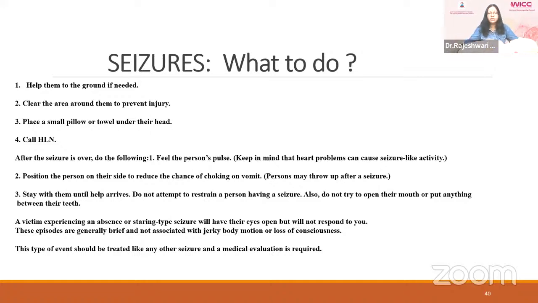A victim experiencing an absence or staring type of seizure will have their eyes open but will not respond to you. So this is also one type of seizure. You will see the person is sitting on a chair but is not at all moving the eyes, just staring. That is also one kind of seizure. Even if you are talking to him, shaking him, he will not respond to you. So these are very brief situations.